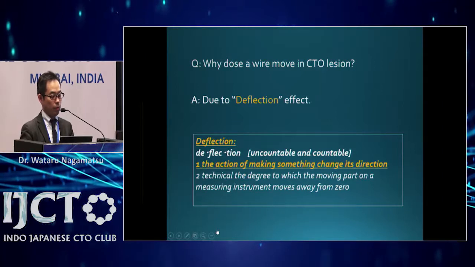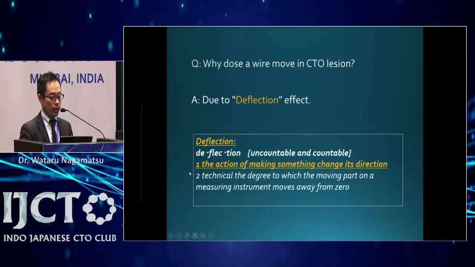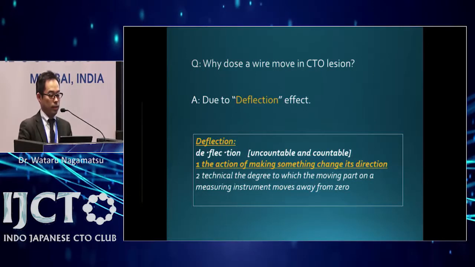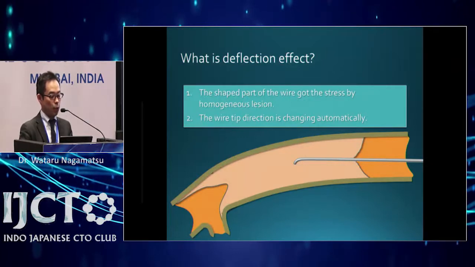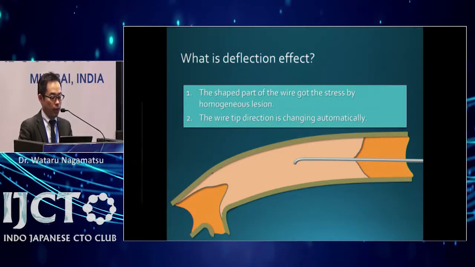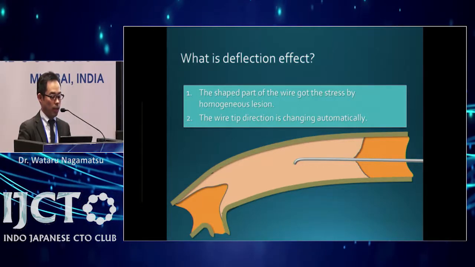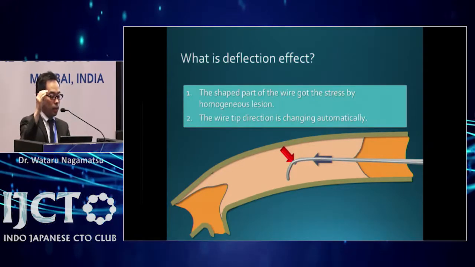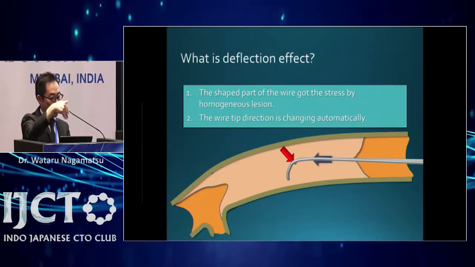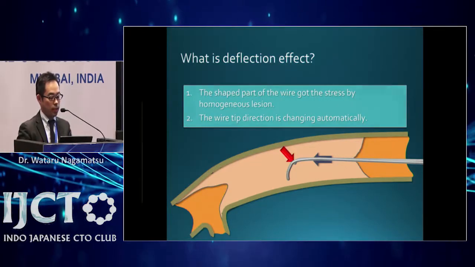I read from the dictionary, and one definition is the action of making something change its direction. I will explain in more detail using an illustration. What is the deflection effect? When the shaped part of the guide wire is stressed by a homogeneous region like this, the wire tip direction automatically changes like this. So this phenomenon is deflection.